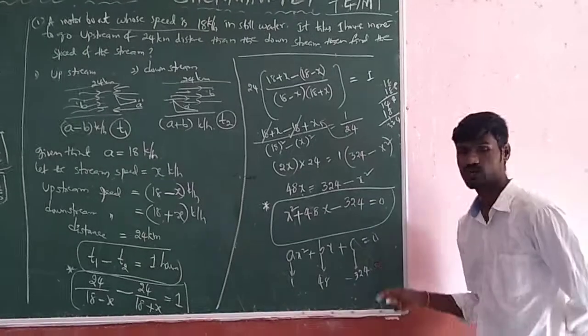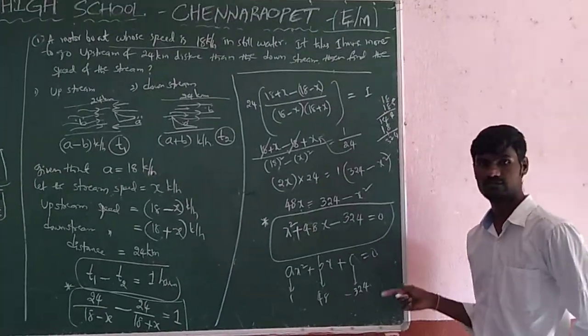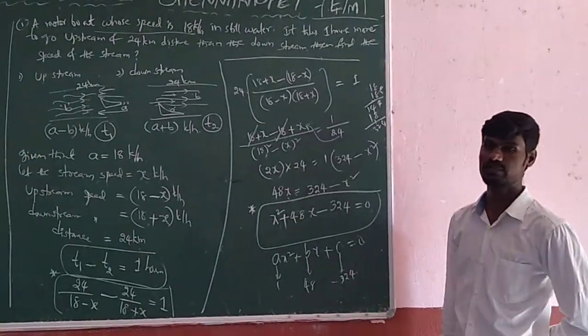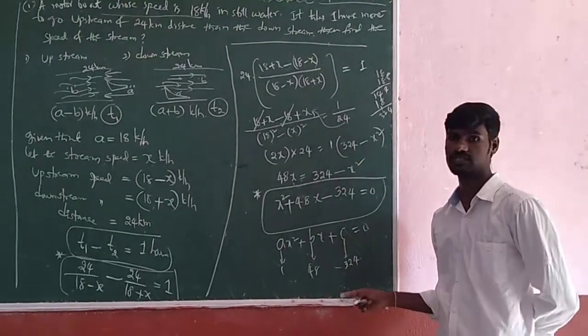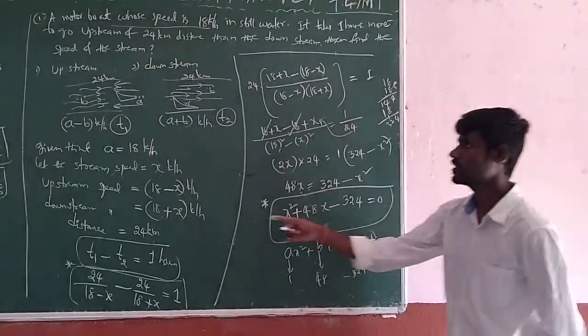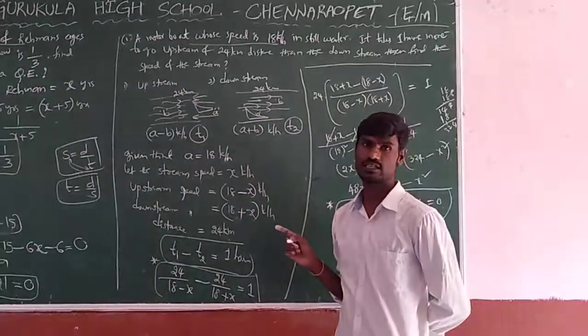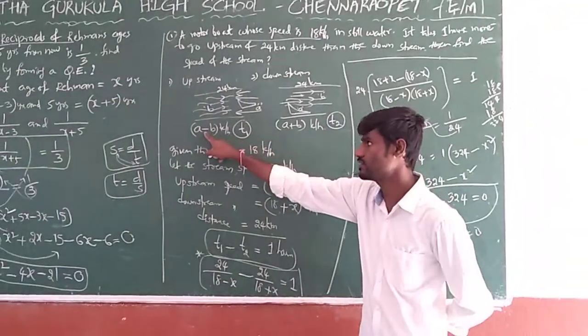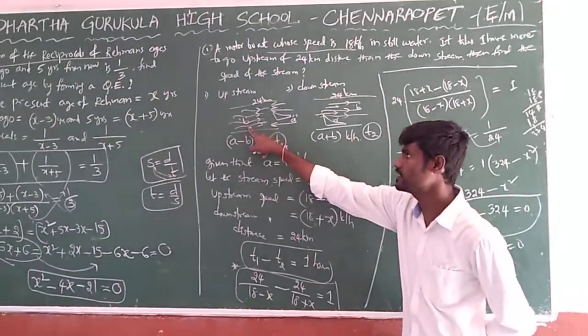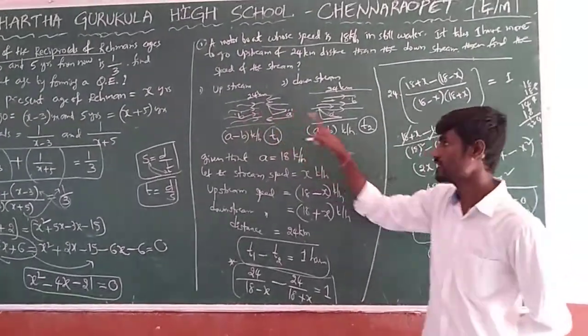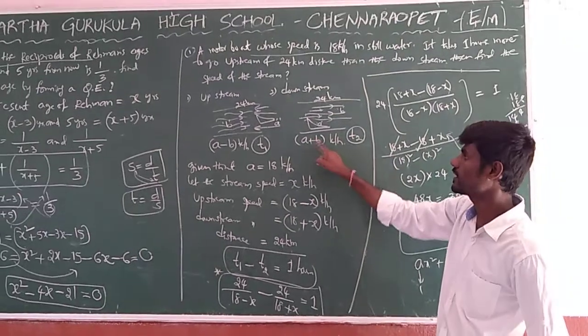Then use the quadratic formula, factorization method or completing the square to find the solution of this. So this is an important problem and a somewhat confusing problem. Remember the upstream and downstream conditions. In upstream it is the difference between the speeds of the boat and the stream, or current, or river. And in downstream both will be added, boat and stream speed.